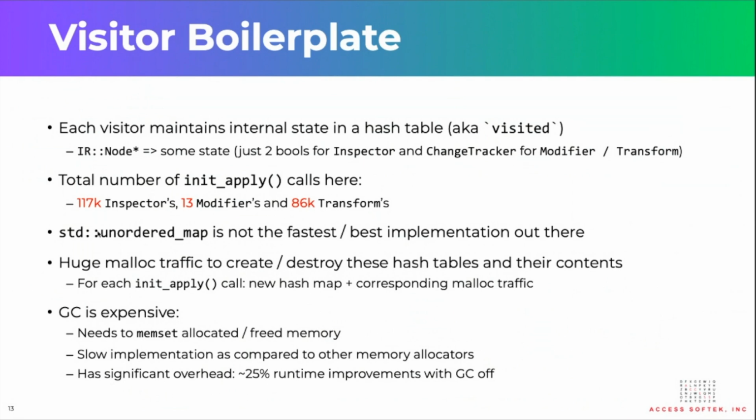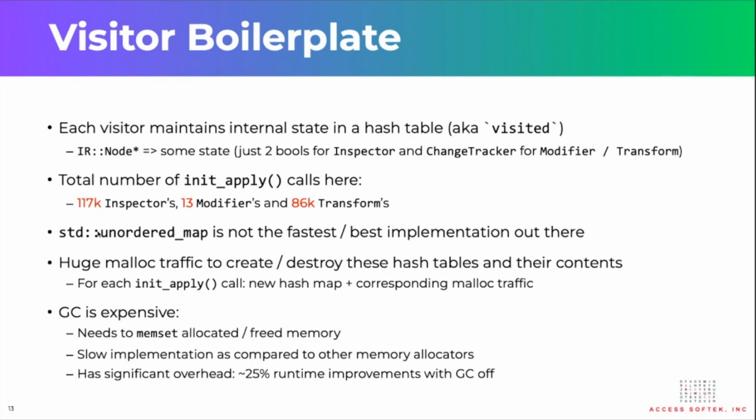And if we count how many times the visitor is invoked in this particular case, you can see that it's indeed the central class here, because we have more than 120K invocations of inspectors and 86K invocations of transforms. So in total, it's around 200,000 invocations of visitors just for this test case. And it's not even a large one. I saw cases where we have 10 times more.